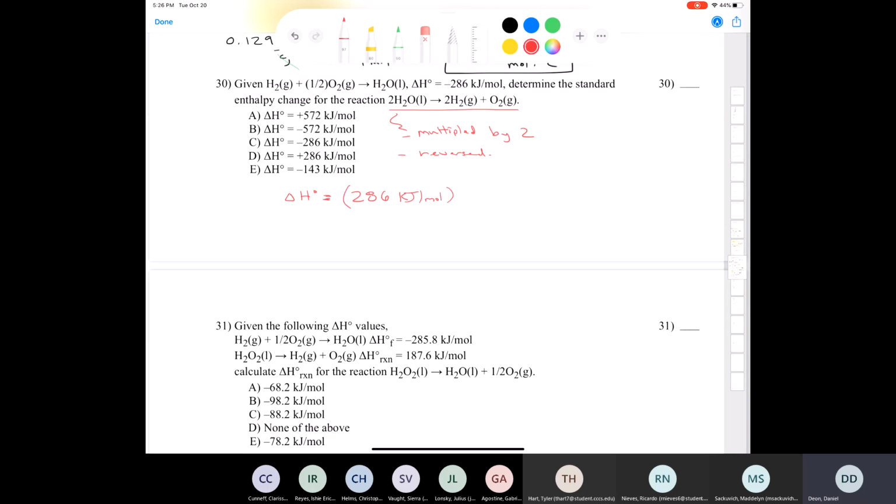So I take my positive 286 kilojoules per mole, I multiply that by 2, and I get positive 572 kilojoules per mole. Again, when you reverse, you switch the sign. Okay, so we get positive 572 kilojoules per mole, which is A.